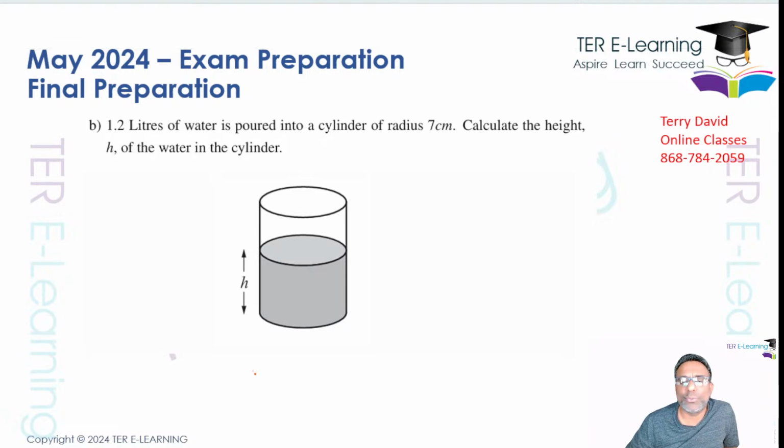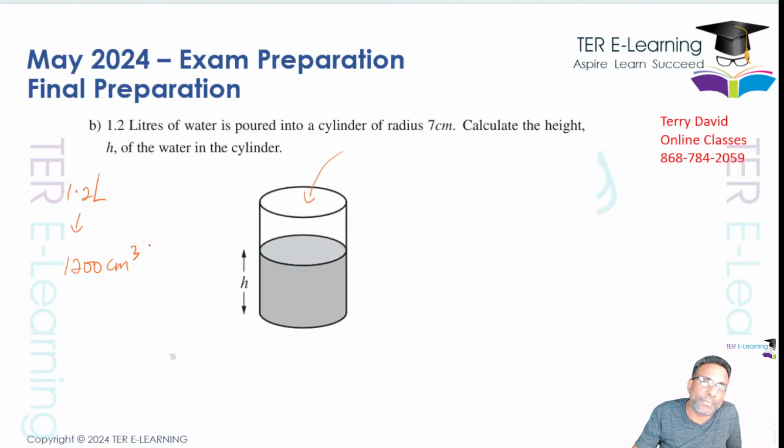1.2 liters of water. So you're pouring some water inside here, and it is poured into a cylinder of radius 7 cm. Calculate the height of the water in the cylinder. First things first, we need to convert this 1.2 liters into cm cube. To convert that, you need to multiply by 1,000. So this is going to be 1,200 cm cube. That's the volume of the water that you're pouring into this thing here.